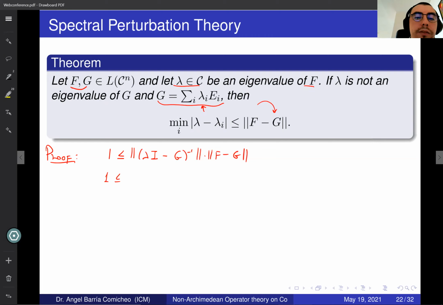Then because of the first lemma I commented on here, if lambda is not an eigenvalue of G, this operator is invertible, and we have an explicit formula for the inverse. The inverse is diagonalizable and has this form.